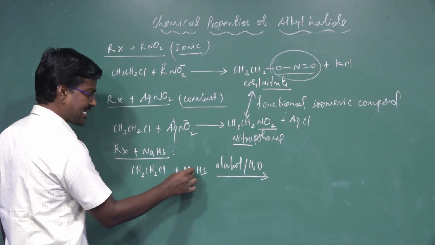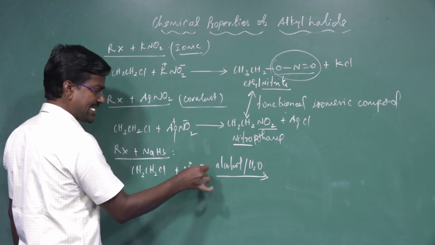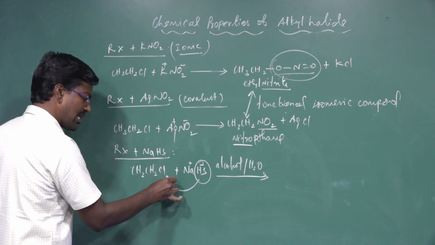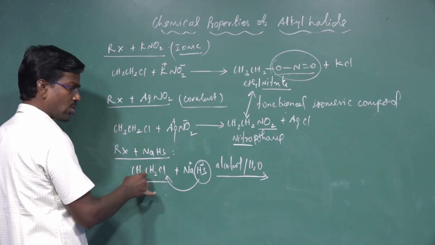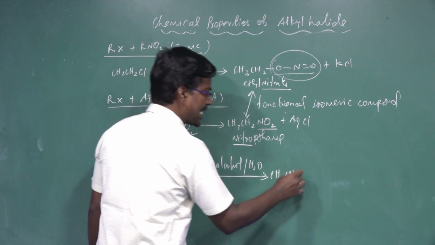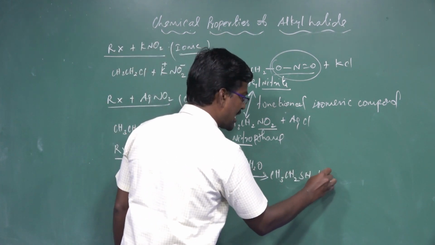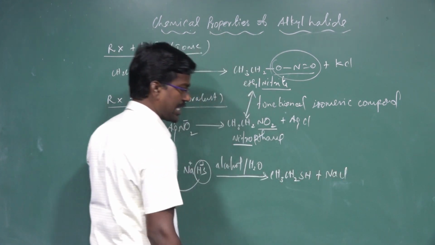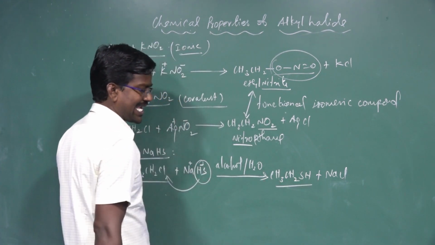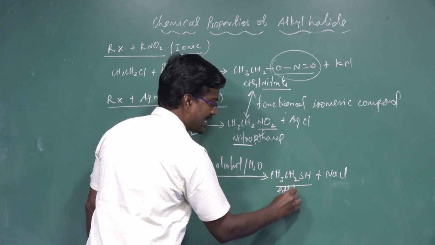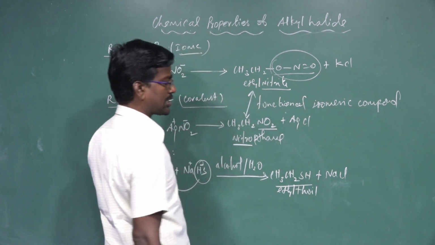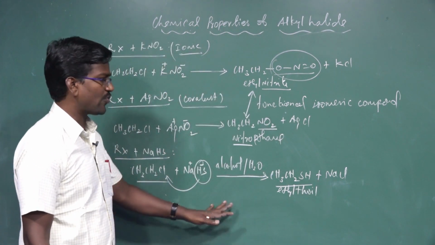Sodium hydrogen sulfide dissociates to form Na+ and HS-. The HS- substitutes in the place of chlorine in ethyl chloride to form CH3CH2SH, and NaCl is removed. CH3CH2SH, ethyl thiol, is formed. This is also a nucleophilic substitution reaction.